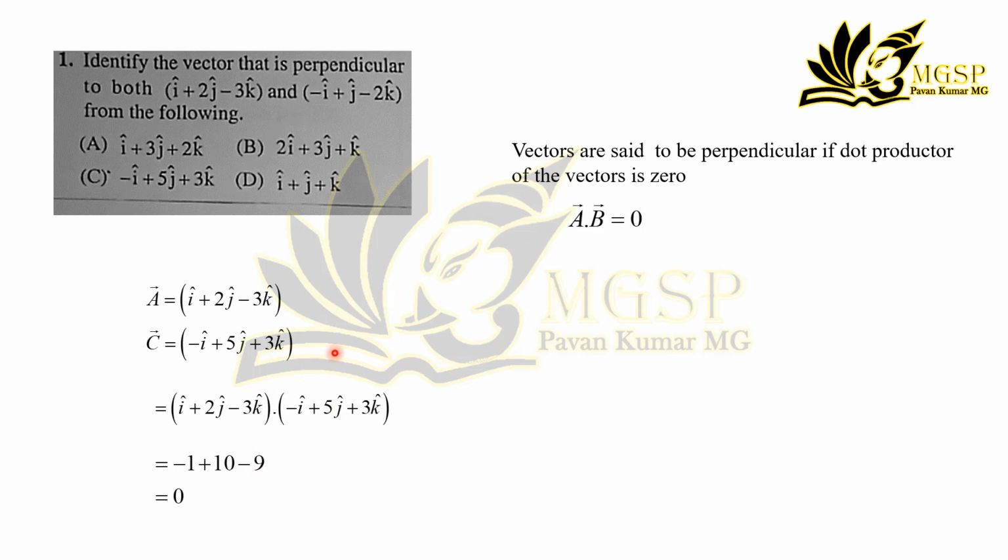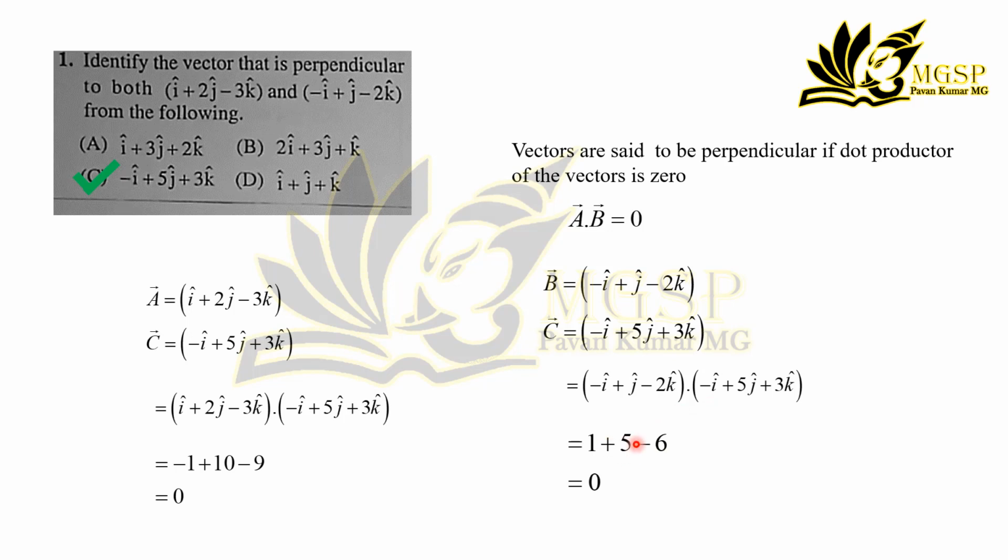The dot product of the same unit vector will be 1, so i cap dot i cap is equal to 1, similarly j cap dot j cap is equal to 1, and k cap dot k cap is equal to 1. So the dot product of these two vectors is equal to 0. Next, the other vector, minus i cap plus j cap plus 2k cap, is dotted again with this c. We end up with 0, which means this vector is perpendicular to both vectors.